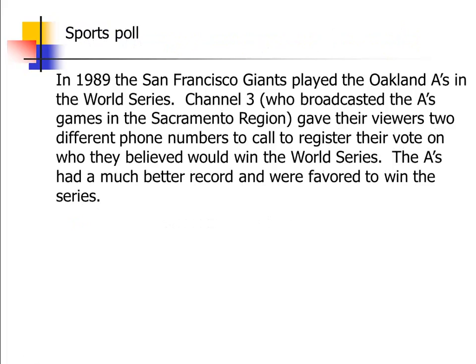So here's another example. In 1989, the San Francisco Giants played the Oakland A's in the World Series. Channel 3 was the one that broadcast the A's games in the region. They gave two different phone numbers. You would call one of the numbers if you thought the Giants were going to win, and another one if you thought the A's were going to win. You didn't talk to anybody; it simply recorded the phone calls. They started this at around 6 o'clock in the evening news, and said they'd report the results at 11, when they did the evening news at 11.